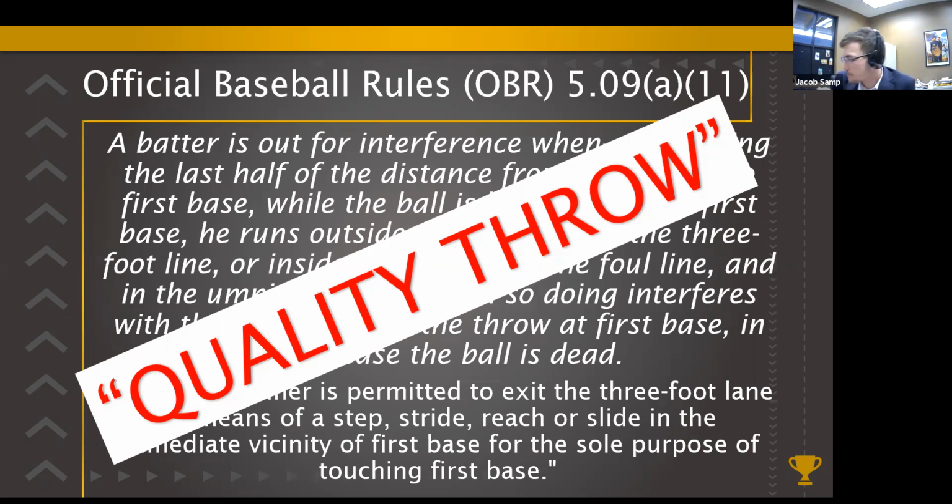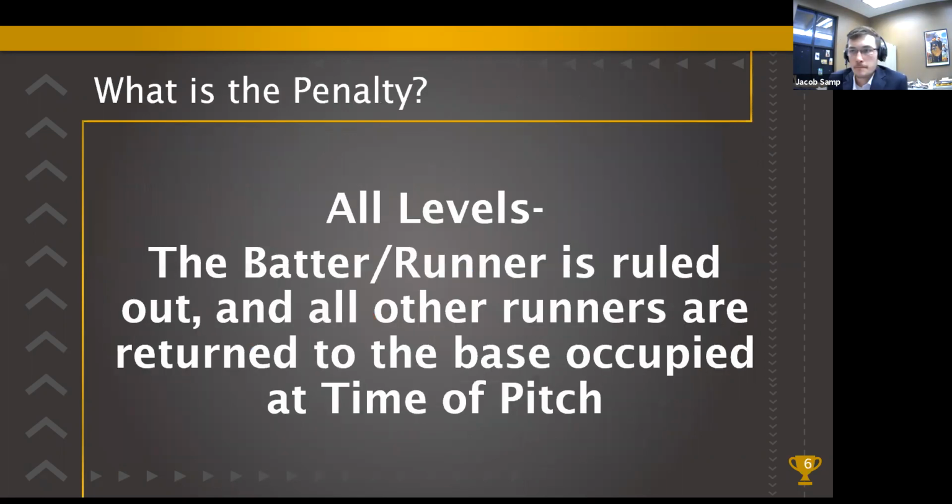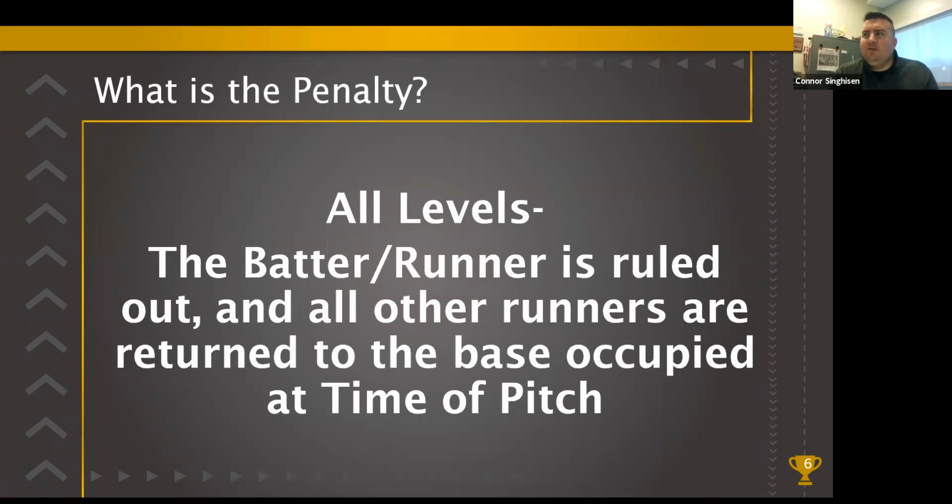Cool. All right. So what's the penalty for runner's lane interference? At all levels, the batter runner is ruled out, or B/R, and all other runners are returned to the base occupied at time of pitch. So regardless of what happens during that play, if we have runner's lane interference, we're going to call time, rule the batter out, and make all the runners go back to their last occupied base. Fairly simple there.